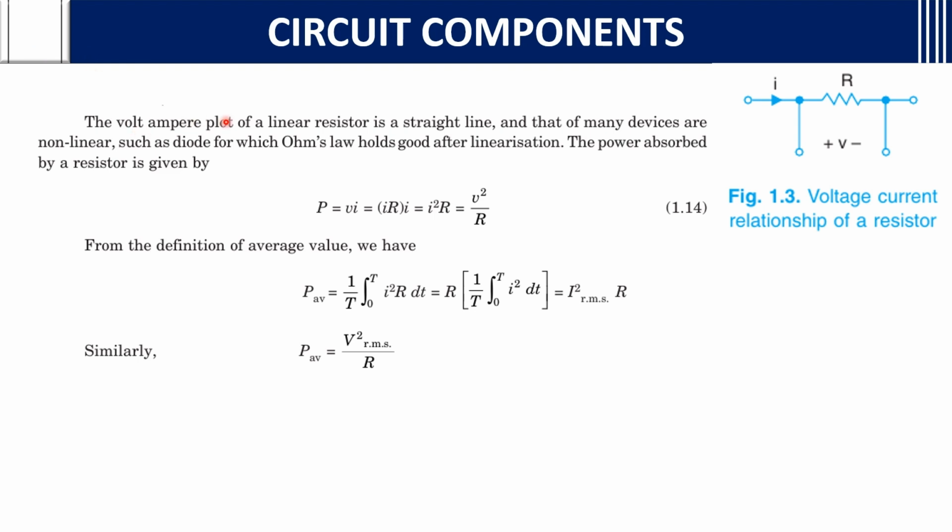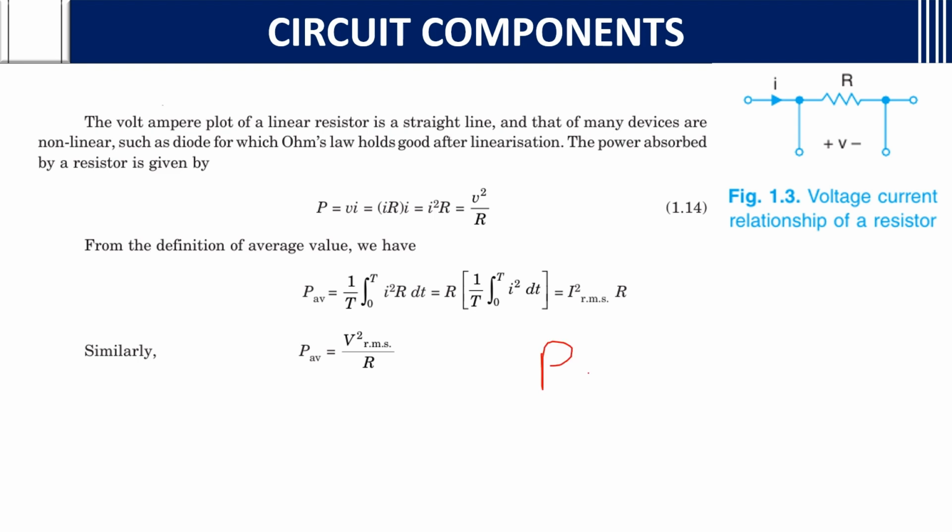The volt-ampere plot of a linear resistor is a straight line, and that of many devices, such as a diode, is non-linear, for which Ohm's law holds good after linearization. The power absorbed by a resistor is given by P = VI. We have already seen voltage into current. V is nothing but what? By Ohm's law, IR, so P equals I squared R.